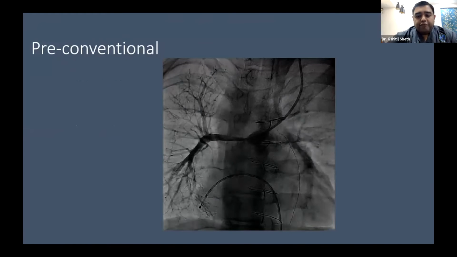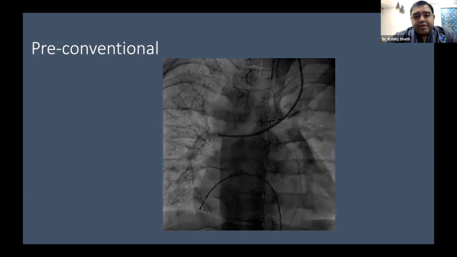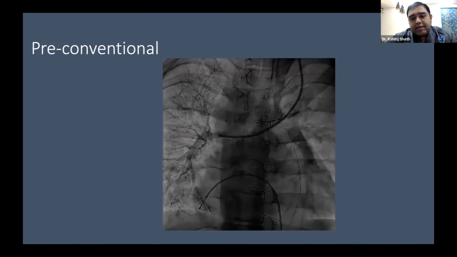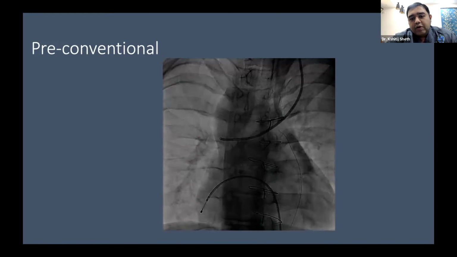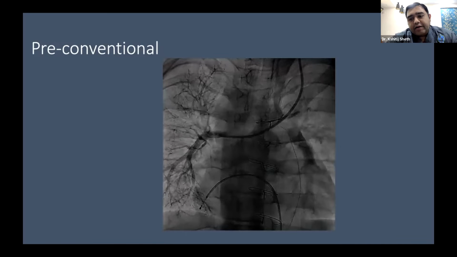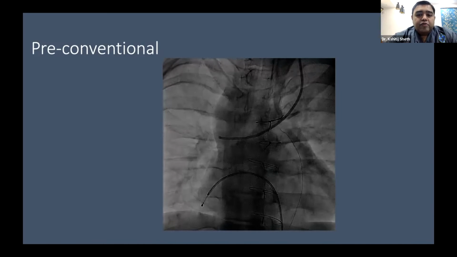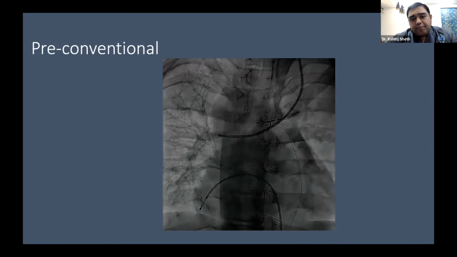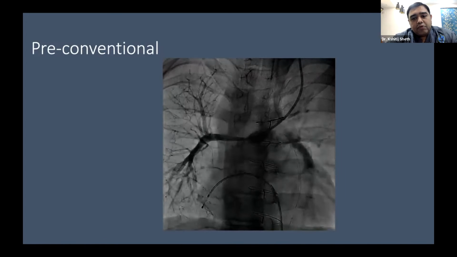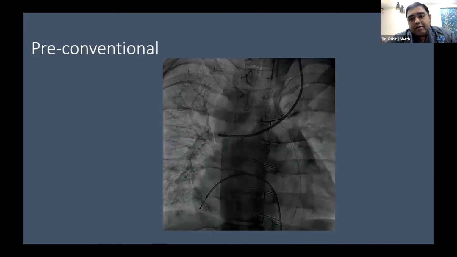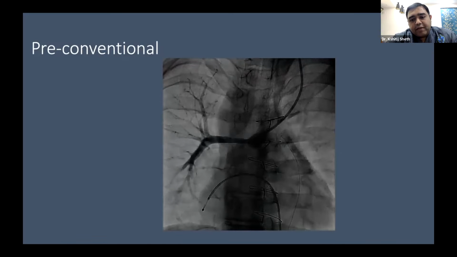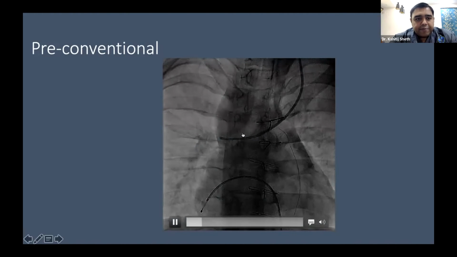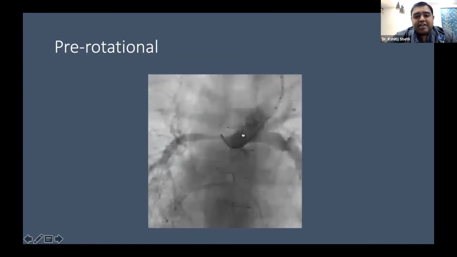So we'll go through another few cases. This was a patient who had undergone a left-sided bidirectional Glenn and was diagnosed to have right pulmonary artery stenosis. We had planned for a balloon dilatation or a stenting of this. This is a pre-ballooning conventional angiogram. You can see the catheter in the RPA, and there is a hypoplasia at the origin of the right pulmonary artery. This was the rotational angiogram that was done.